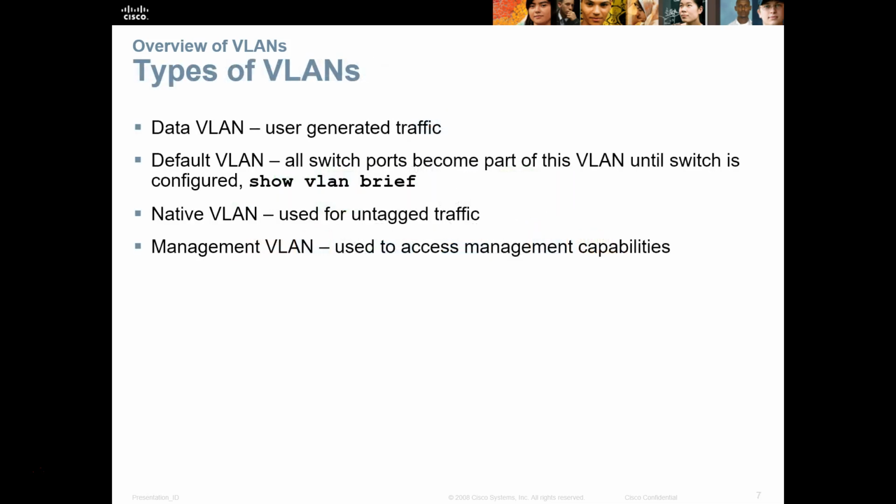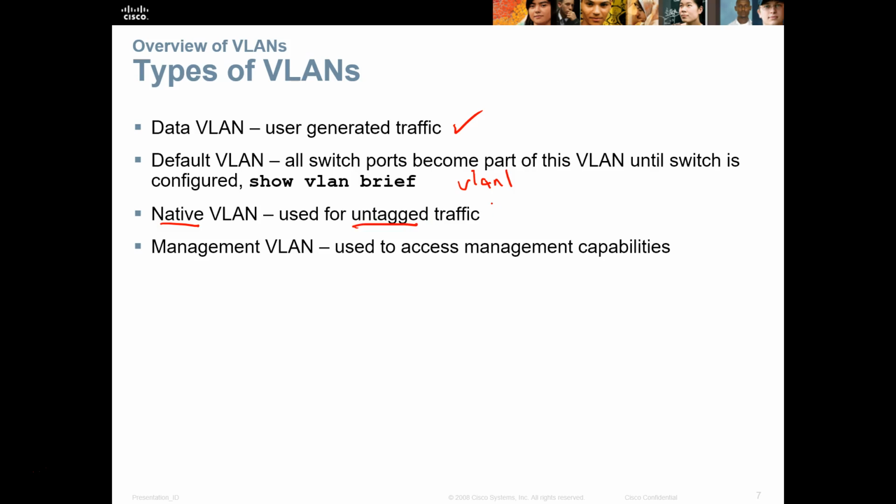There are different types of VLANs. So the data VLAN carries user-generated traffic, and this would be predominantly used, right? So you have devices and PCs and everything connected to a data VLAN. You have the default VLAN. Okay, this is where all switch ports become part of the VLAN until the switch is configured. So this is VLAN 1. If you do a show VLAN, you'd see that all ports are part of VLAN 1 by default. This term, the native VLAN, is specific, and there are configurations related to the native VLAN. Okay, so the native VLAN is used for untagged traffic.